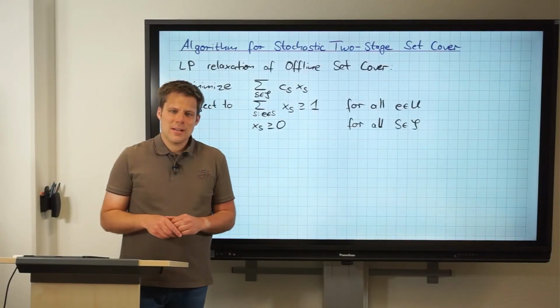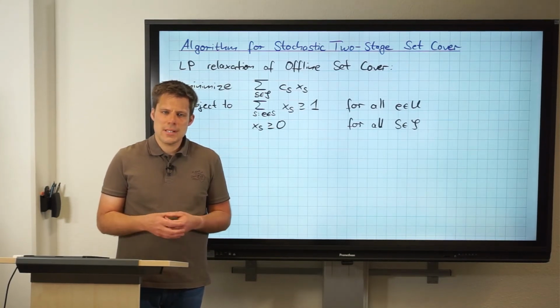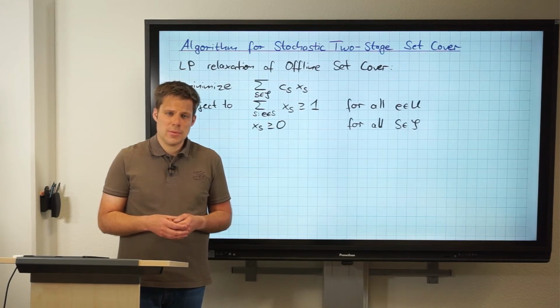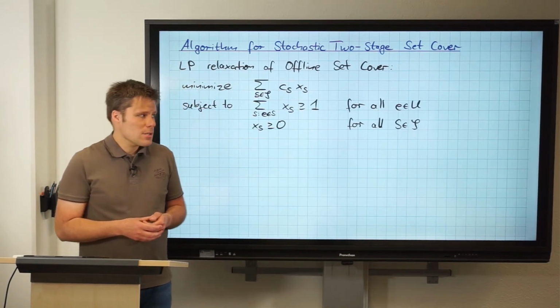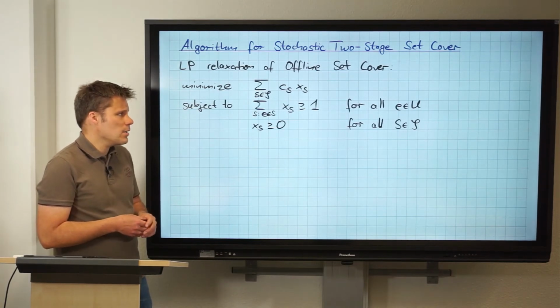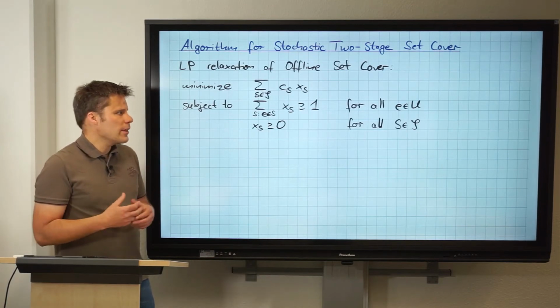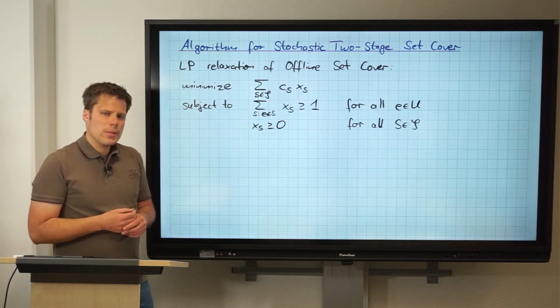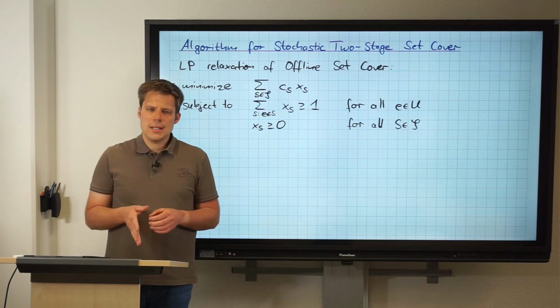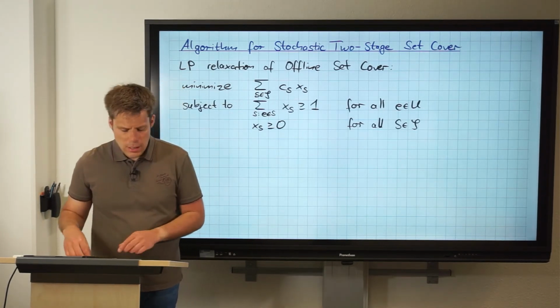Let's now talk about an algorithm for the two-stage problem. How can we design an algorithm for the two-stage problem? What we'll make use of is the LP relaxation of the single-stage offline problem, where we know everything in advance. What we'll now do first is design an LP relaxation of the two-stage problem. How can we do that?